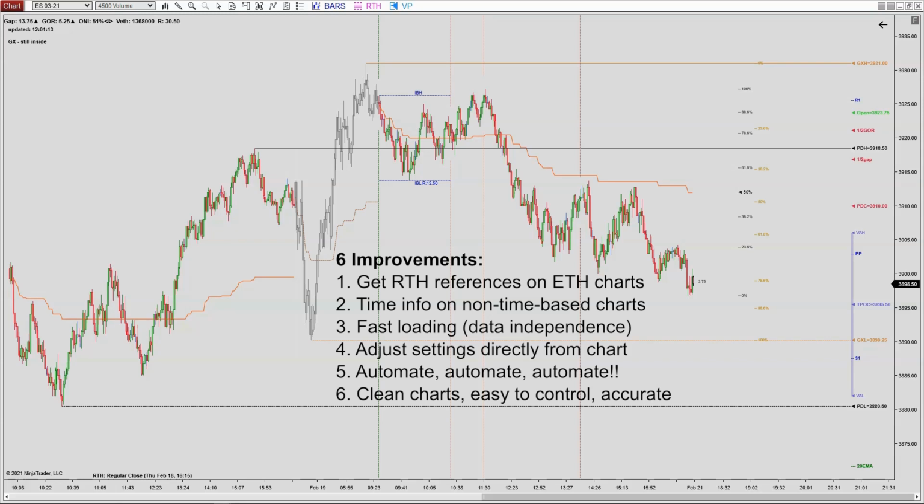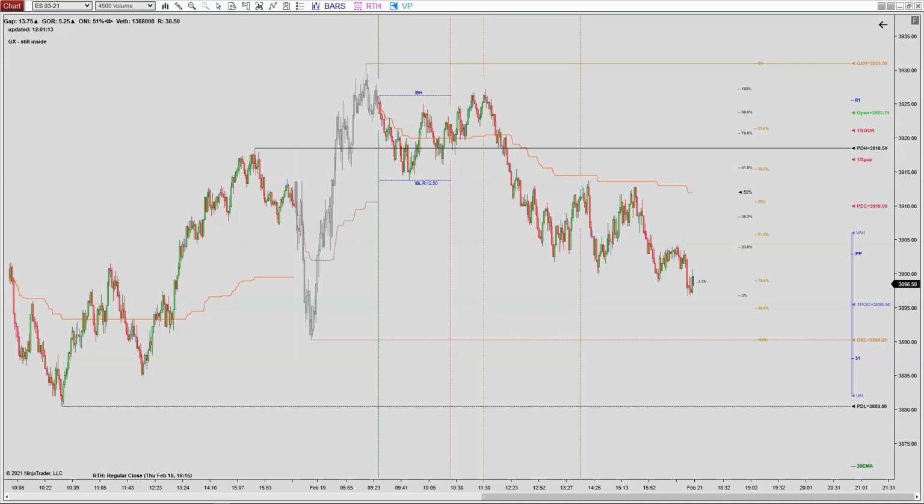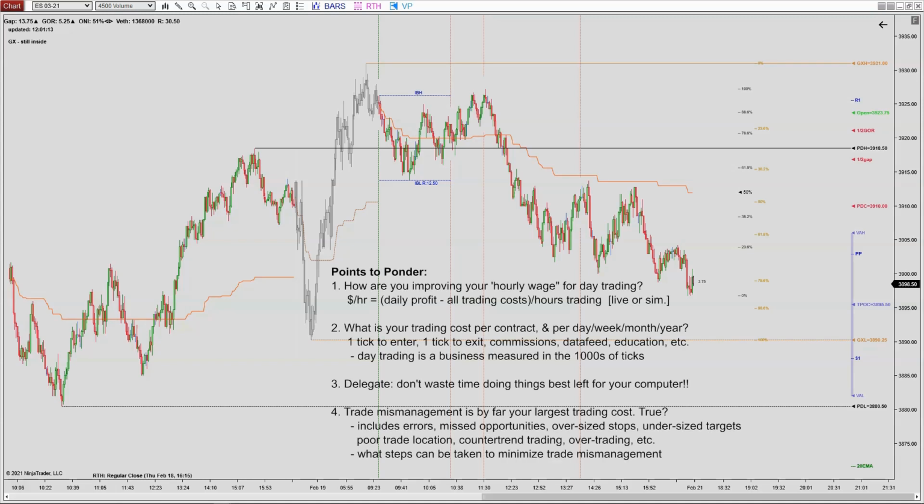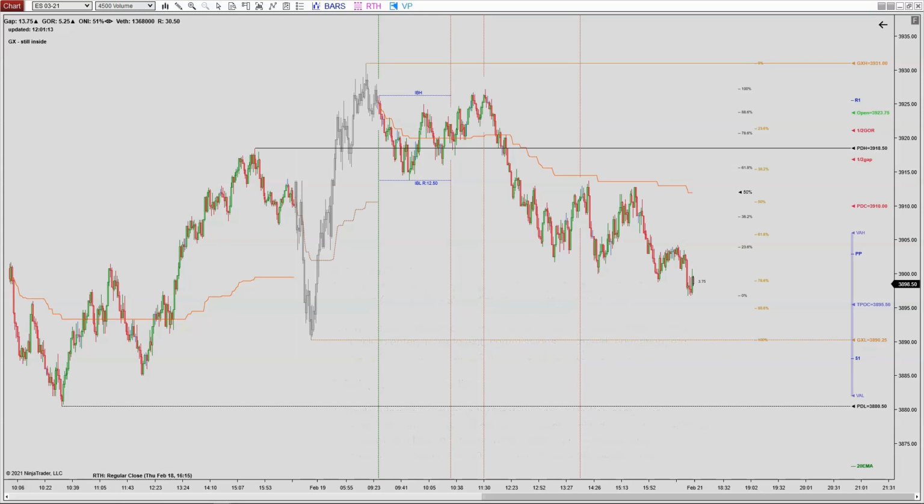Two maxims come to mind to explain why I coded my own indicator. First, there's no benefit to being penny wise and pound foolish. Second, work smarter, not harder. With TrackerRTH, I realized both.